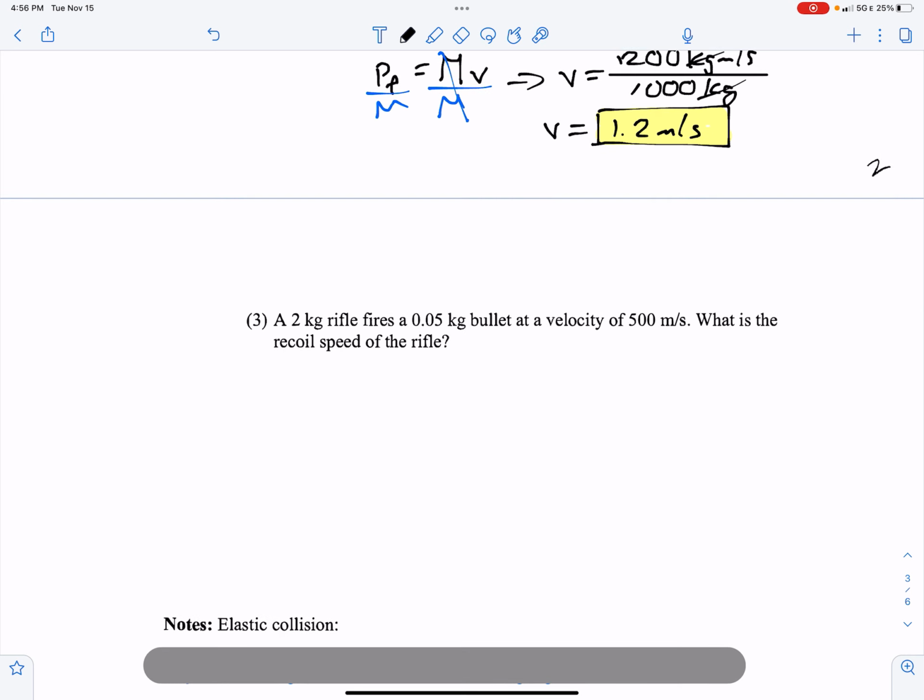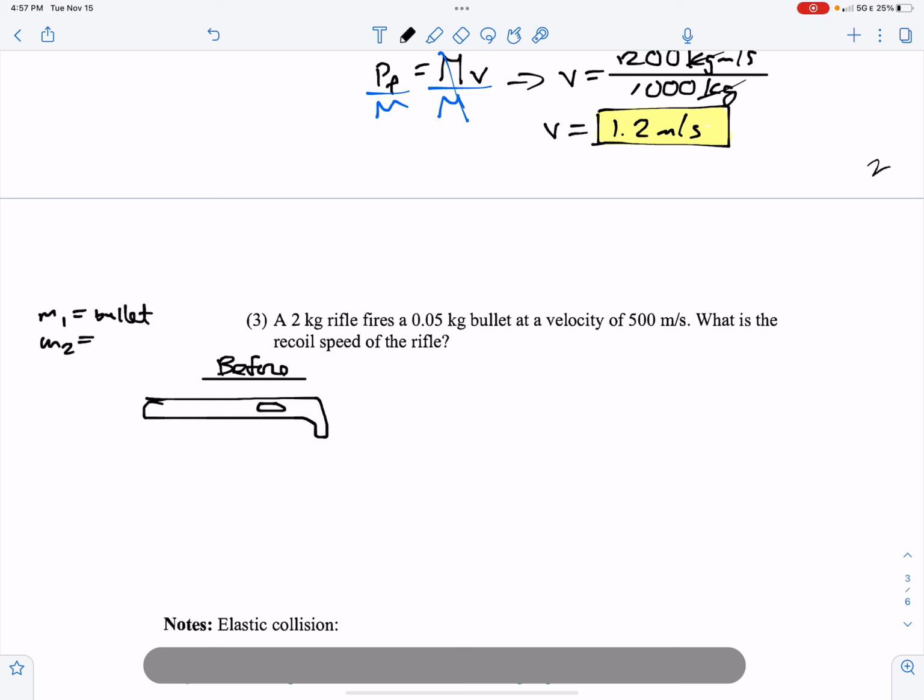Number 3. A 2 kilogram rifle fires a .05 kilogram bullet at a velocity of 500 meters per second. What is the recoil speed of the rifle? Okay, so before, here's kind of what you have. You have a rifle with a bullet inside. And here's what I'm going to tell you. I'm going to say mass 1 is the bullet.